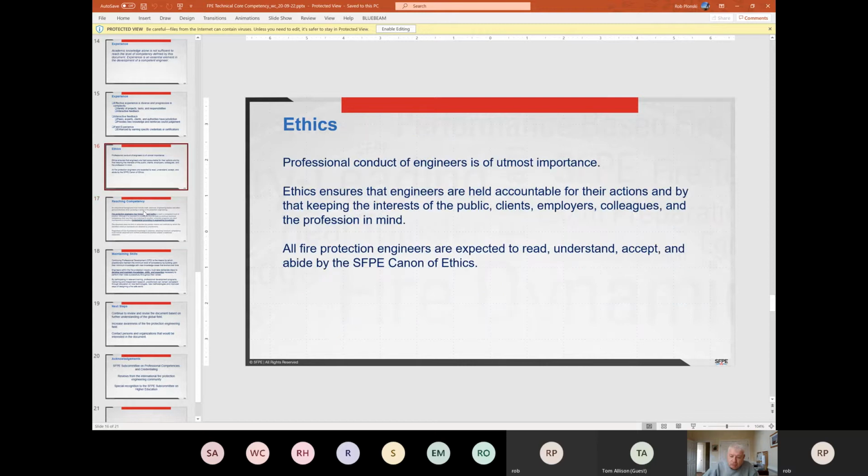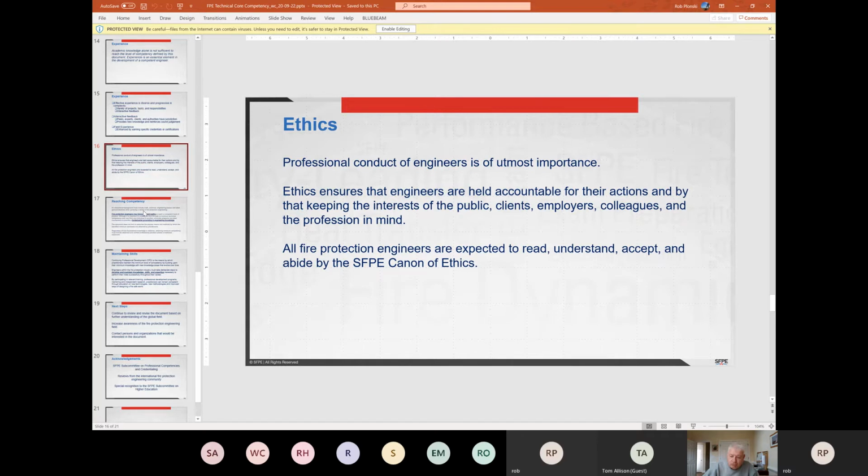There. So ethics, obviously, professional conduct of engineers is of most importance. Ethics ensures that engineers are held accountable for their actions and that they keep the interests of the public, clients, employers, colleagues, and the profession in mind. The SFPE Canon of Ethics is available on the website. It is expected that all fire protection engineers pull that down, understand, accept, and abide by it within the profession of fire protection engineering, or at least something that mirrors or is equivalent to that. That's coming from me. If you're not involved with SFPE, maybe you're in the National Fire Protection Association, National Fire Protection Engineers, and some of the other groups that are forming based on trying to work through intercontinental fire protection engineering relations, at least adhere to the ethics code there.